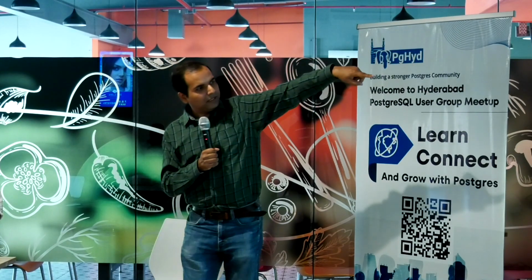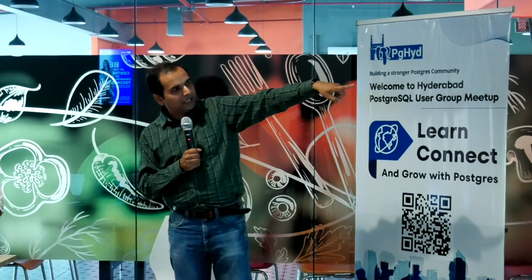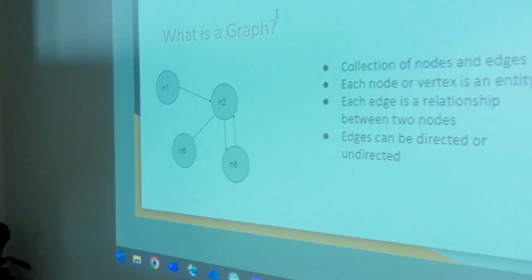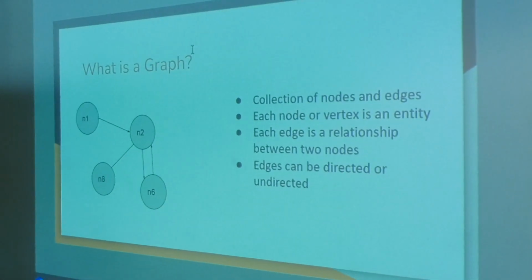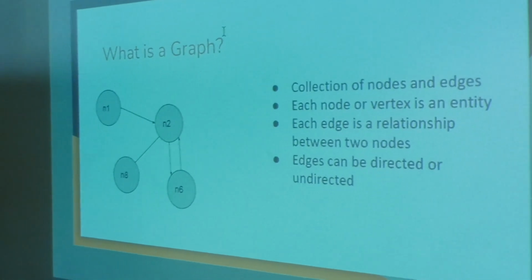See the example here, we have 4 nodes, N1, N2, N8, N6. The edge between N1 and N2 is directed. The direction is from N1 to N2, but there is no direction between N2 and N8. That is similar to bidirectional, like what you have with N2 and N6, right?